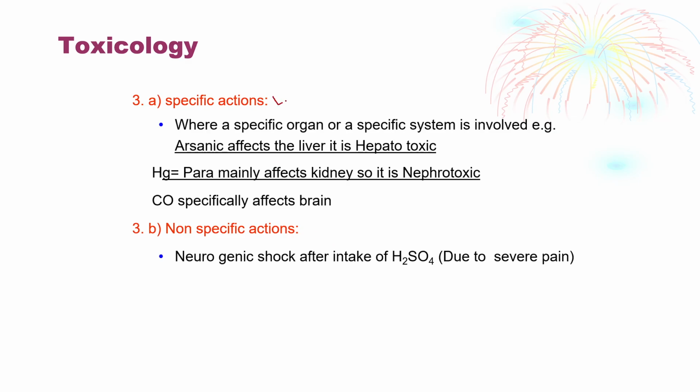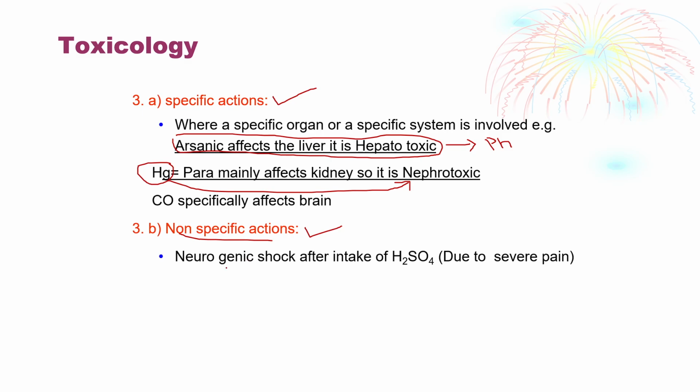Some are specific in their action and some are non-specific in their action. For example, arsenic very specifically damages the liver. Similarly, phosphorus is also highly hepatotoxic. And mercury is specifically connected with the kidney, nephrotoxic. And the non-specific ones are, for example, vasovagal shock or neurogenic shock.